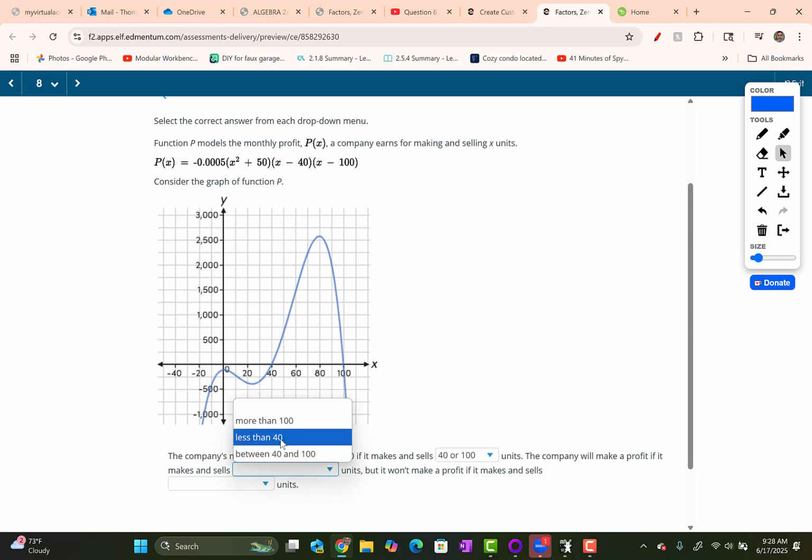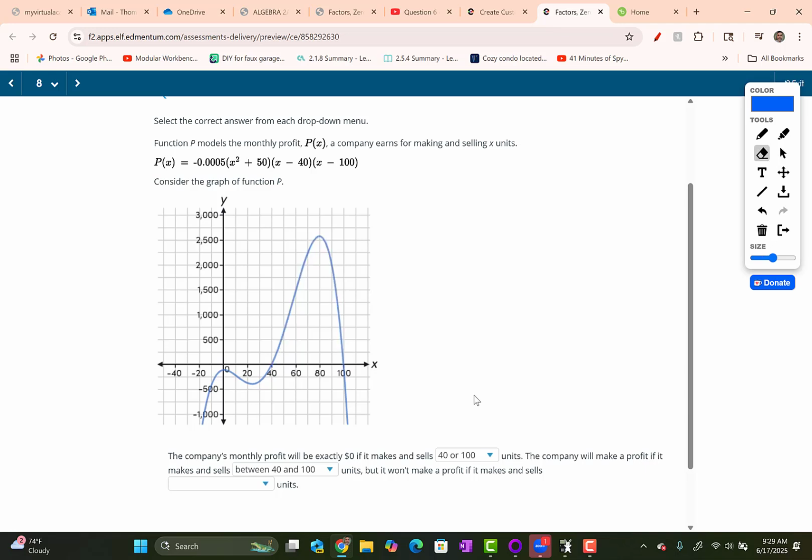The next choice, less than 40. So if they sell less than 40 units, that's this section of the graph all the way up to, but not including 40. But again, as you can see, the graph is below the x-axis here, so they're making negative profit. We want a positive. We want a profit. There's no such thing as negative profit. We just want a profit. And then finally, the final option between 40 and 100. Well, between 40 and 100, this is where the graph is above the x-axis, so this represents a profit, and that's what we want. That's the sweet spot. Between 40 and 100 units sold, they'll make a profit.